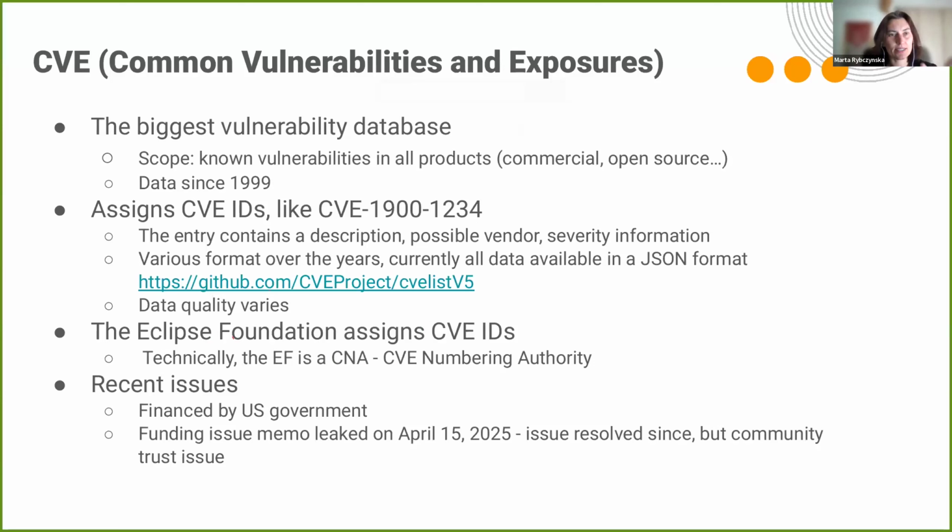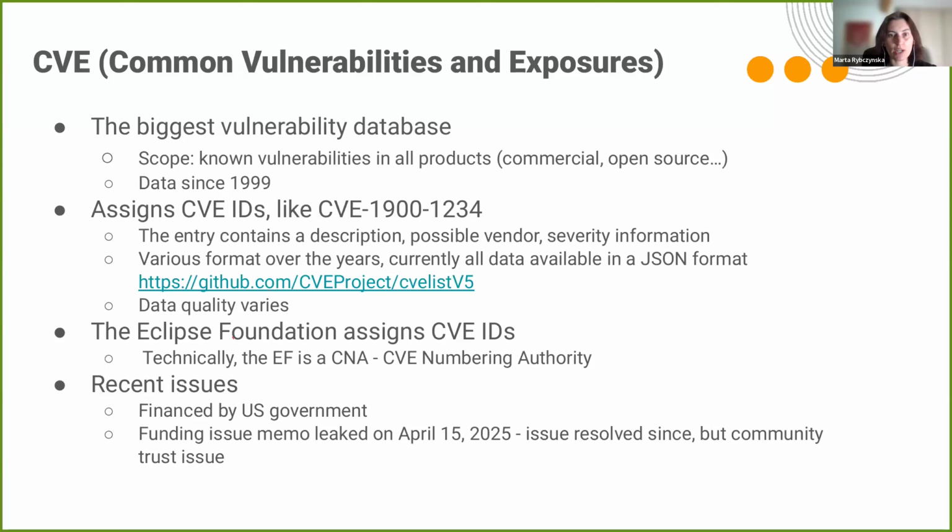The CVE program assigns CVEs that look like CVE-1900-1234, where CVE is the prefix, 1900 is the year, of course, we didn't have any vulnerabilities in that year, at least none of the registered ones, and 1234 is a unique ID during that year. Apart from the ID itself, an entry in the CVE database contains things like description, the vendor, the severity information. There have been multiple formats over the years. Currently, you can find all of this data in the JSON format on GitHub, and you can consult it at every moment you want. When reading, you cannot write to this repository.